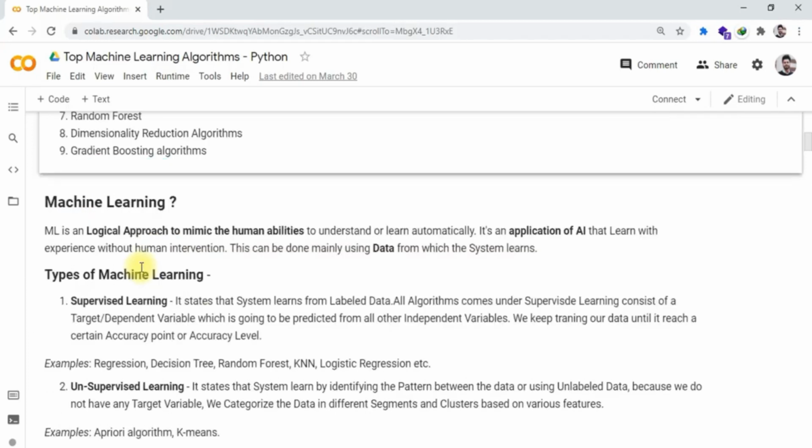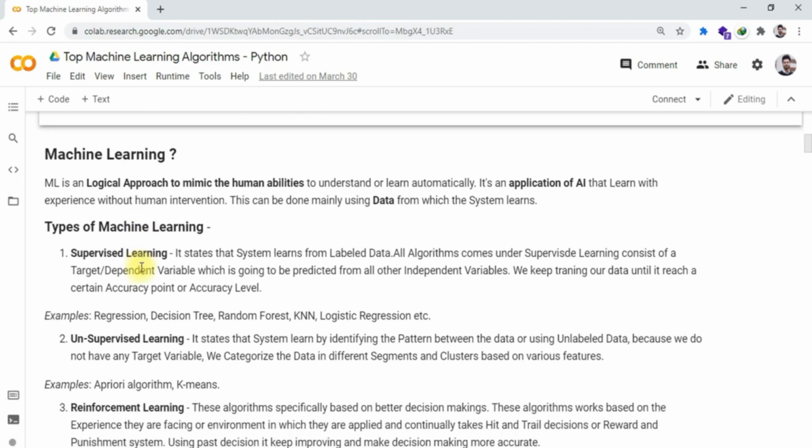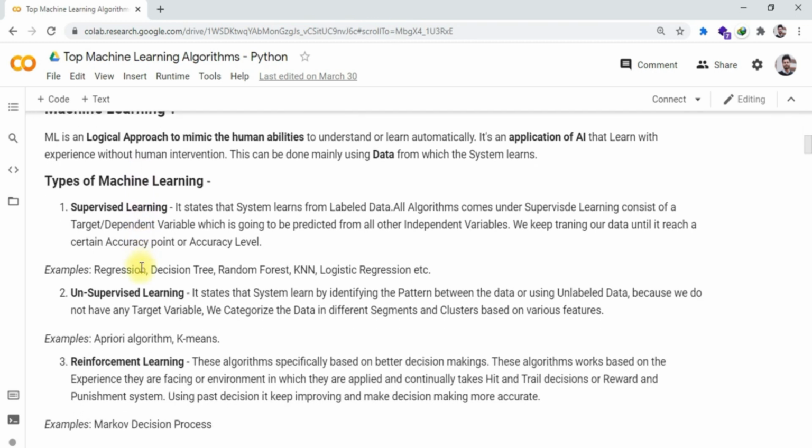So machine learning is basically a logical approach to mimic human abilities, because whenever a machine mimics human abilities, it learns and understands automatically. It is an application of AI that learns with experience without human intervention. This can only be done using the data from which the system learns. So basically machine learning is of three types. The first is supervised learning, unsupervised learning, and reinforcement learning.